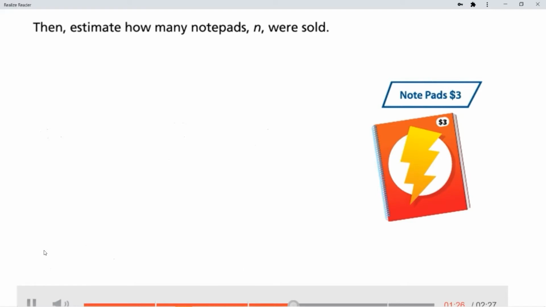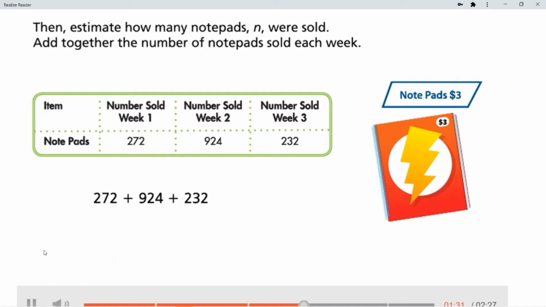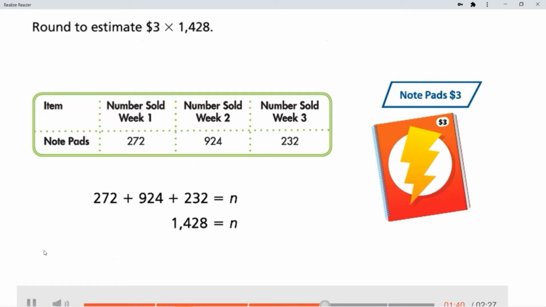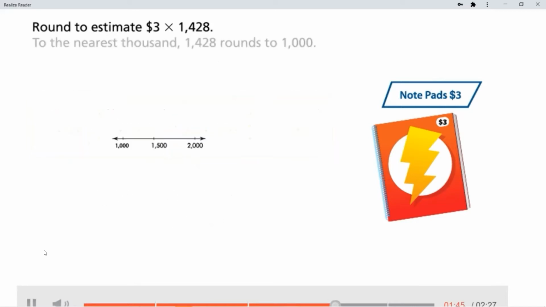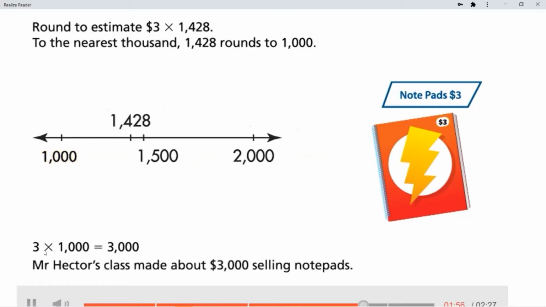Then, estimate how many notepads N were sold. Add together the number of notepads sold each week. They sold 1,428 notepads in all. Round to estimate $3 times 1,428. To the nearest thousand, 1,428 rounds to 1,000. 3 times 1,000 equals 3,000. Mr. Hector's class made about $3,000 selling notepads.